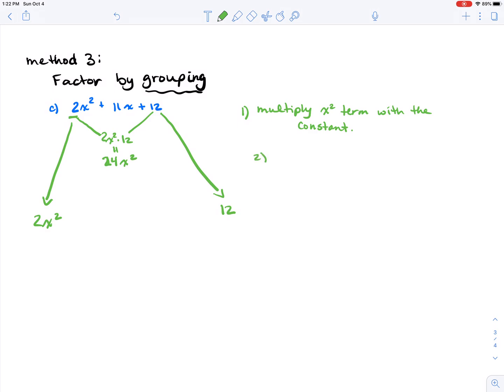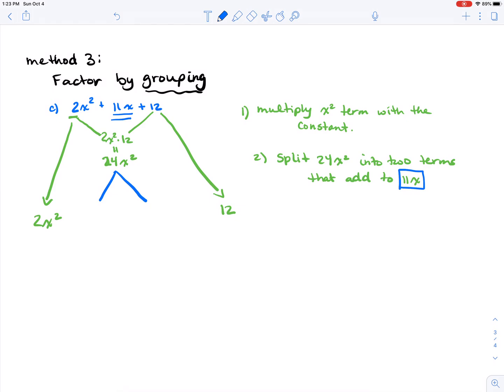The next thing I'm going to do is split the 24x squared into two terms that add to 11x. Okay, where am I getting the 11x from? My 11x is here. So I need to split my 24x squared into two terms that will add up to 11x. And because my 11x is positive, I'm looking for positive terms.